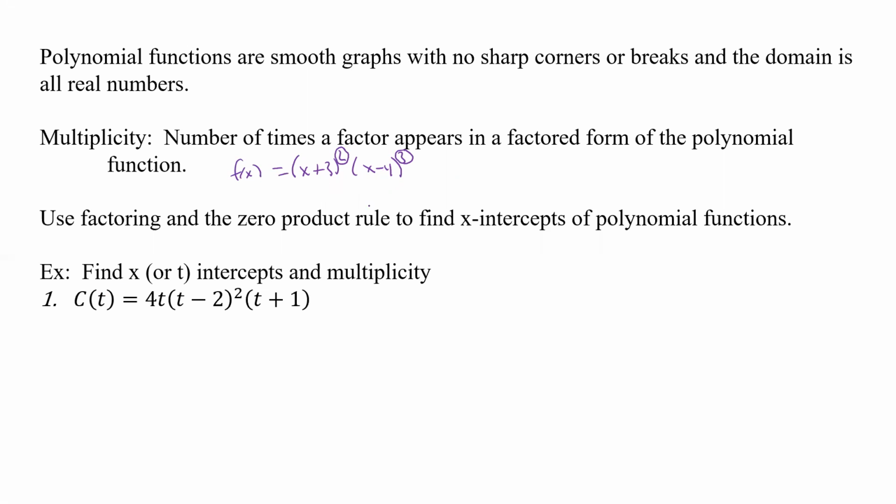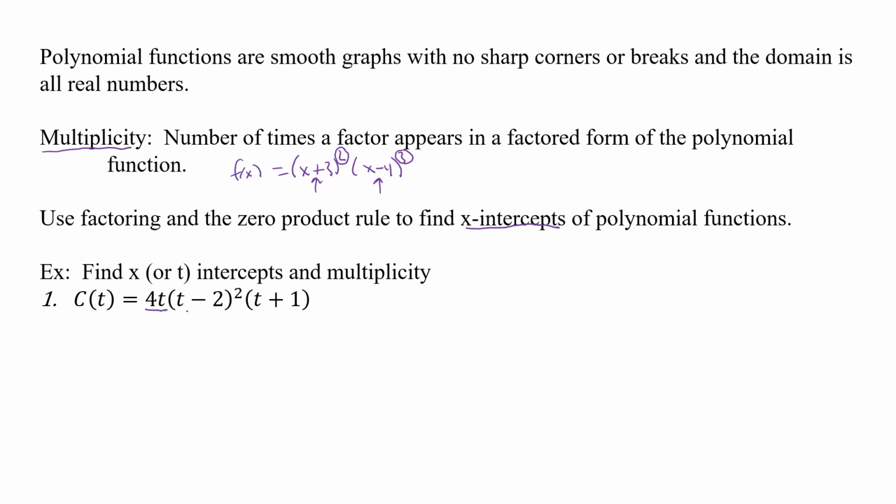Now what we're going to do is use factoring to get it to this stage and the zero product rule to find the x-intercepts of the polynomial function. So basically, each one of these factors we can set equal to 0, and that's going to tell us the x-intercept. And then we can find the multiplicity by looking at the exponent, okay? So if we look here, we need to find the x, or t, or whatever our variable is, intercept, and we also need to find the multiplicity. All right, looking at these, first let's find our intercepts.